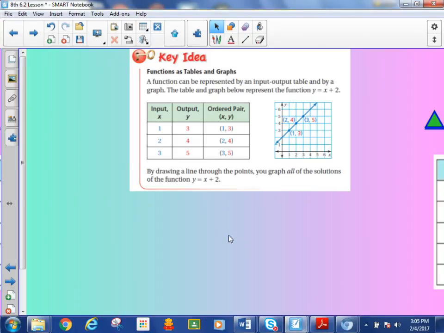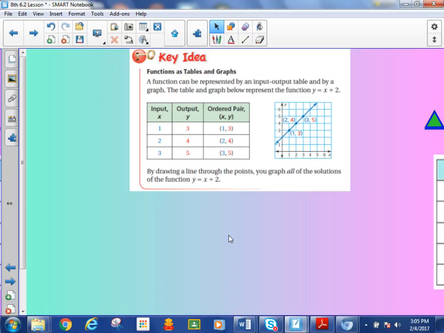Okay, this is the last part of 6.2. In this part, we're going to be working with using functions within tables as well as graphs. A function can be represented by an input-output table and by a graph. The table and the graph below represent the function of y equals x plus 2.